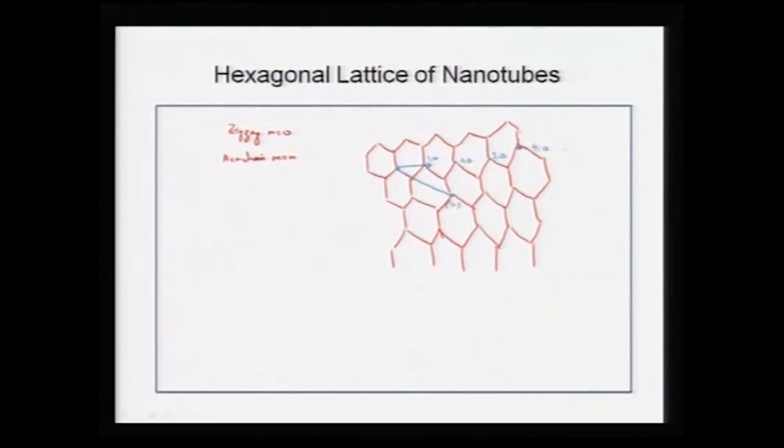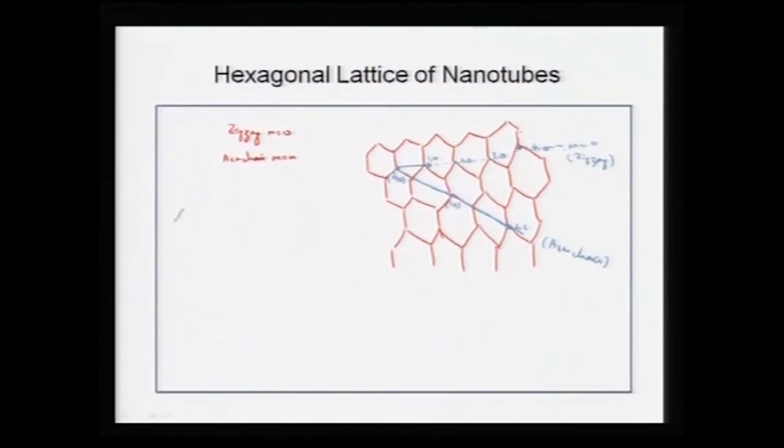I go from here to here, becomes my 2 2 and so on. So, if I am traversing along this side, my m is equal to 0, it is forming my zigzag CNT. If I am traversing along here, this is my 0 0, I am getting an armchair kind of a thing.